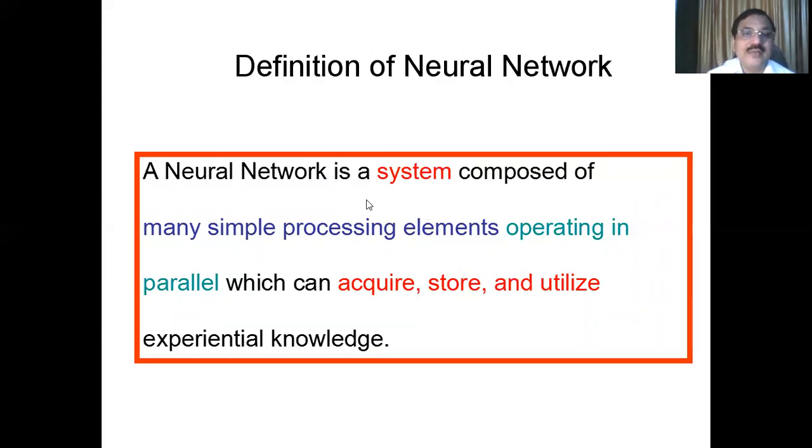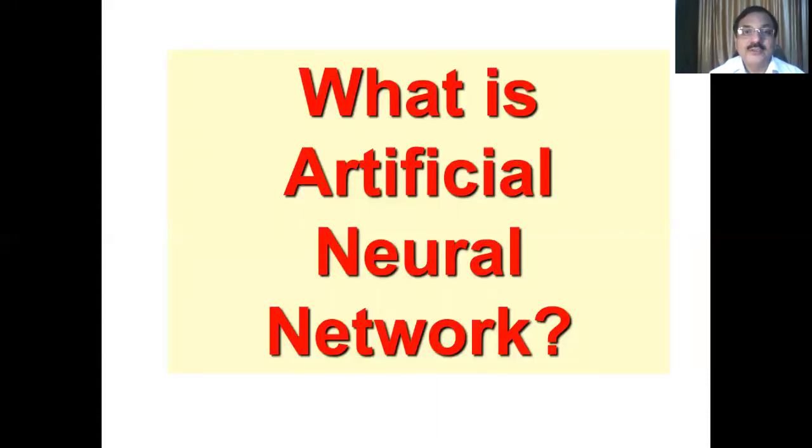Now a neural network is a system composed of many simple processing elements operating in parallel, which can acquire, store, and utilize experiential knowledge. It means there are several tasks these neural network systems are doing: they acquire the knowledge, store the data, and utilize that data for experiential information. So what is an artificial neural network?